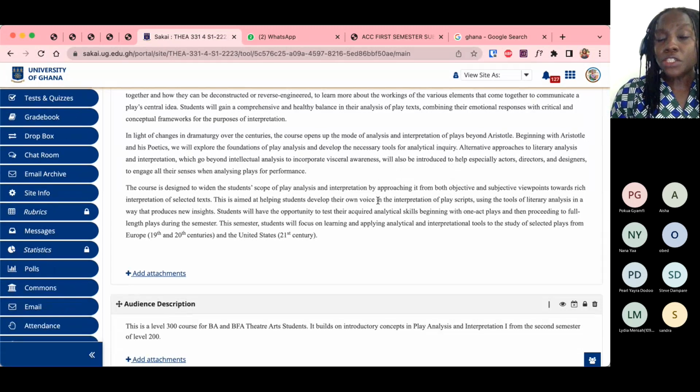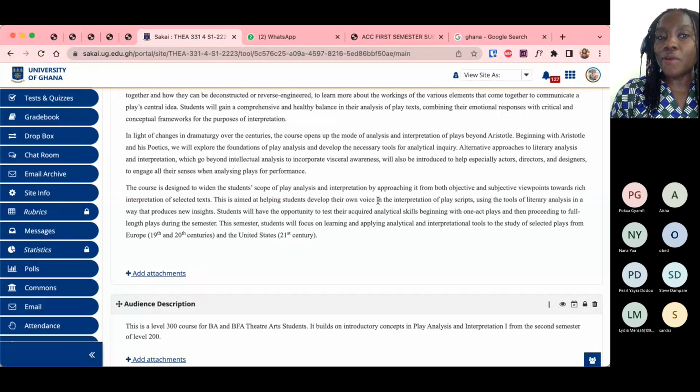In light of changes in dramaturgy over the centuries, the course opens up the mode of analysis and interpretation of plays beyond Aristotle. Beginning with Aristotle and his Poetics, we will explore the foundations of play analysis and develop the necessary tools for analytical inquiry.